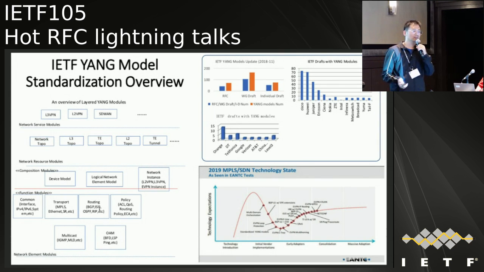Usually you classify YANG data models into service-level models and device-level models, but in between we also have resource-level models. They allow you to schedule resources to meet the service requirements from the top, and also allow you to program the network and make it adapt to network change. Right now in IETF, more than 260 YANG data models have been developed, with more than 50 RFCs, including 80 YANG data models. We also see more than 100 YANG data model working group drafts being processed in IETF.